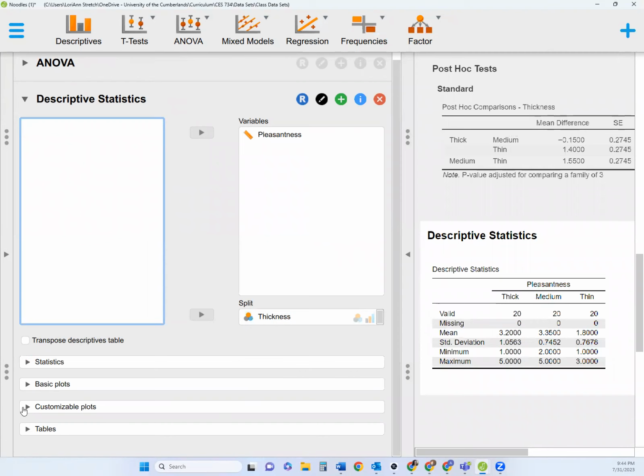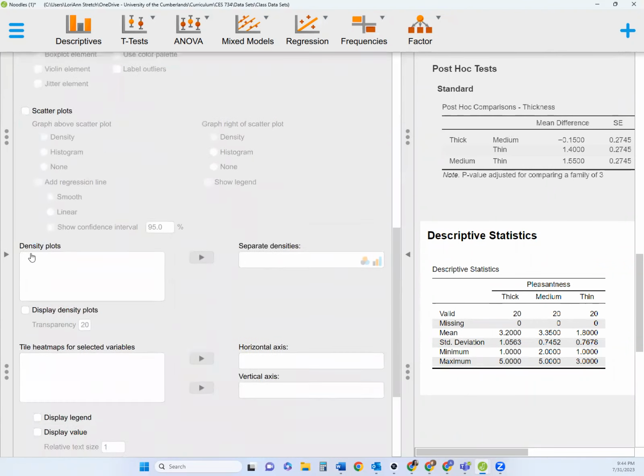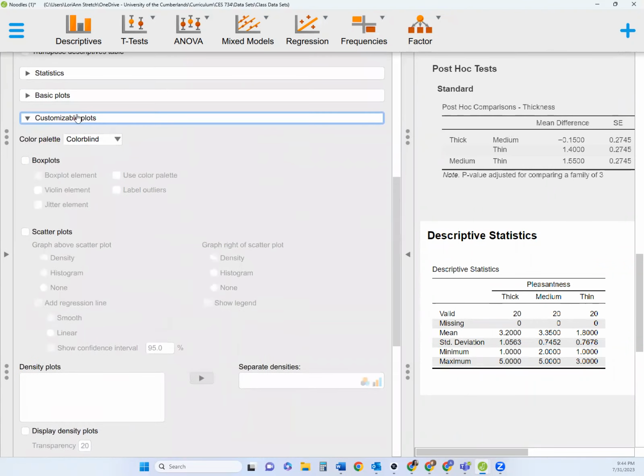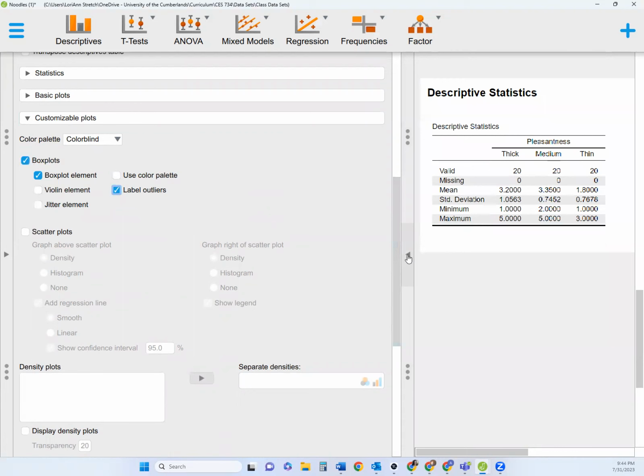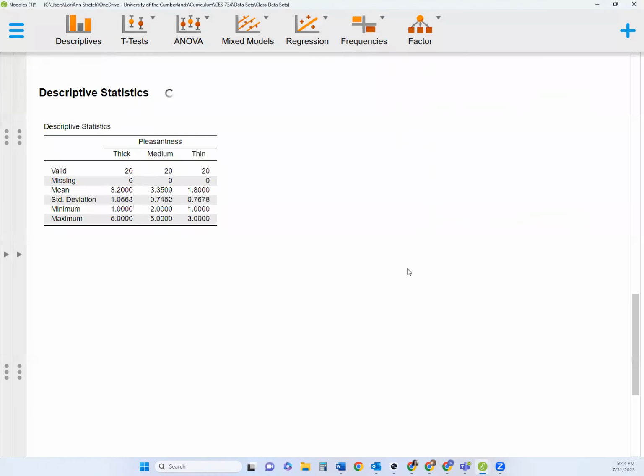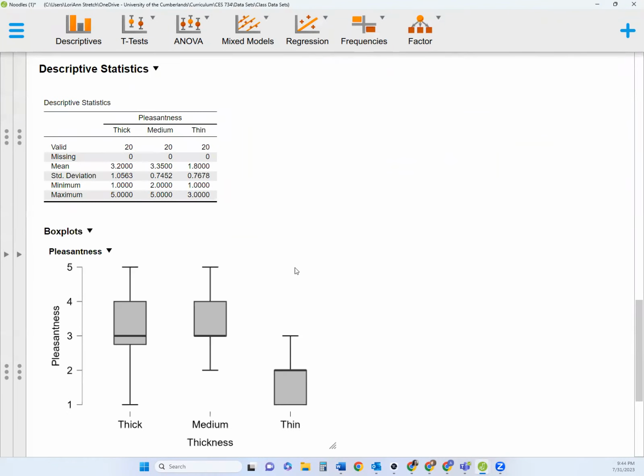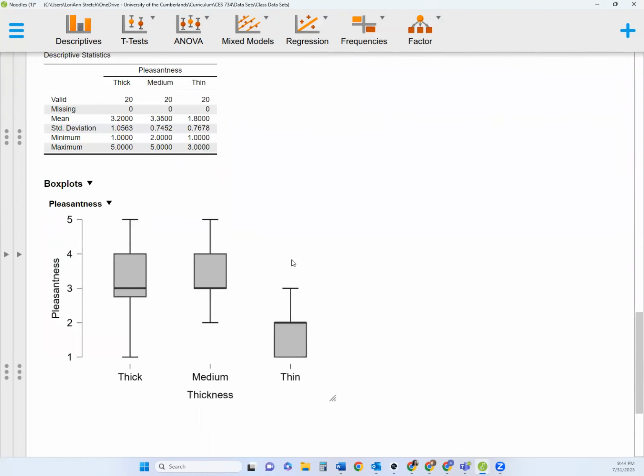And remember here, I can do box plots under customizable plots, and I can say label outliers. And then it will do that as well. It's working on it. There we go. So, and again, I don't see any outliers on any side of this. So that's another way to check for your outliers.